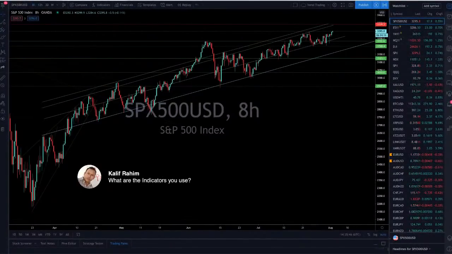Yeah, we trade with price using support and resistance. The market structure of support and resistance, where the buyers and sellers make important levels in the markets with the help of trend lines.